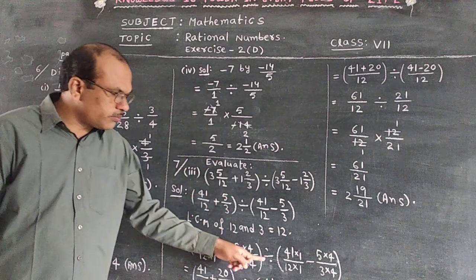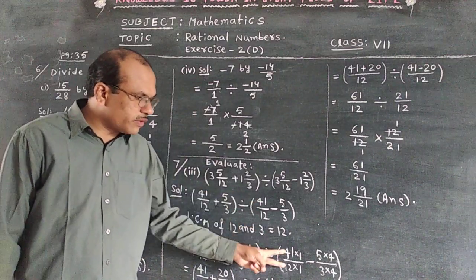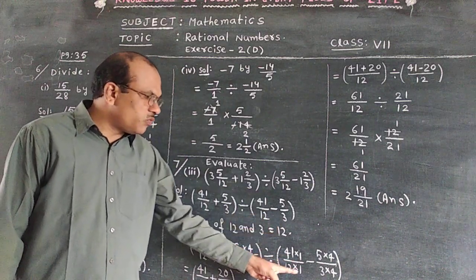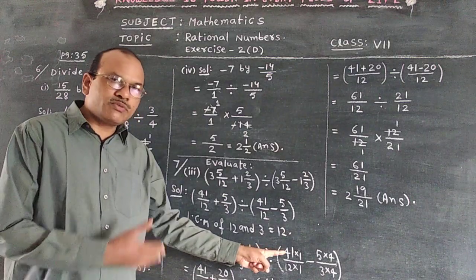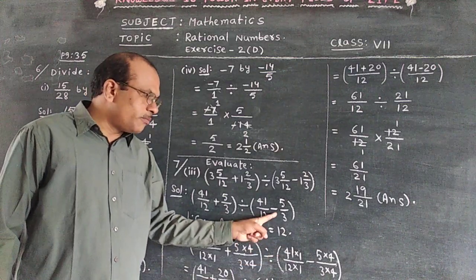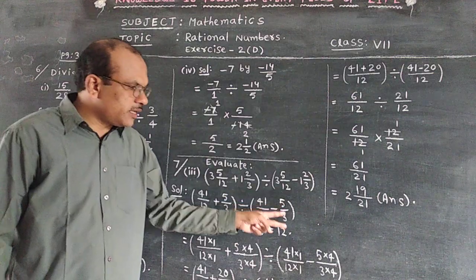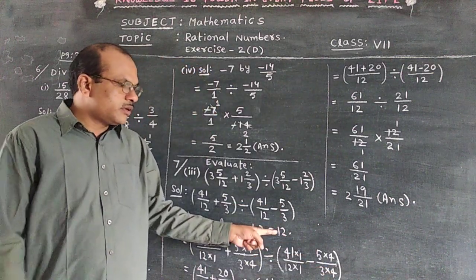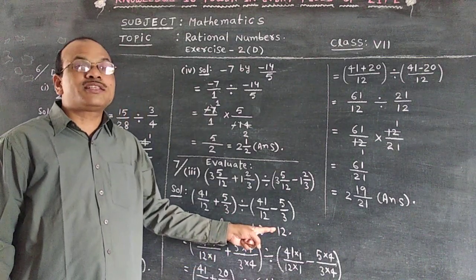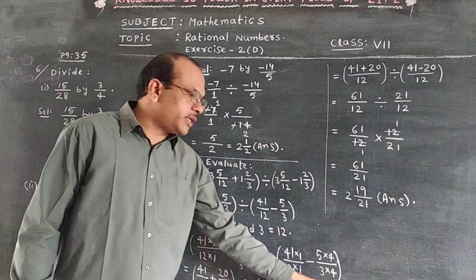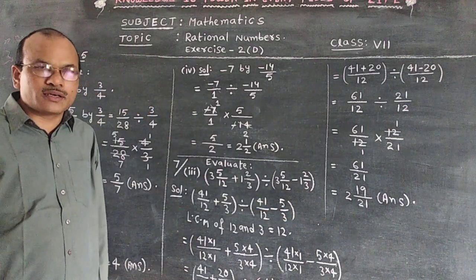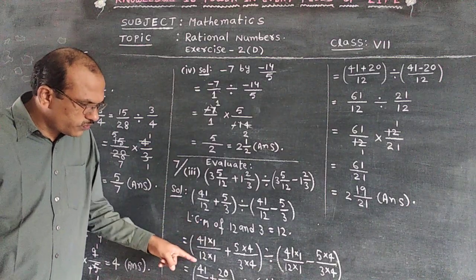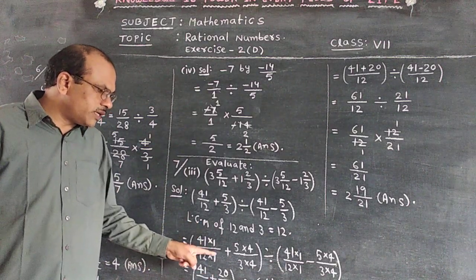Then the divided by symbol. Again 41 by 12 is written. 12 into 1 gives you our LCM. The same 1 is written in the numerator as we have done in the previous bracket. Minus symbol. 5 by 3 as it is taken. 3 into 4 is written, because that 3 into 4 only gives you our LCM. When 4 is written in the denominator, the same 4 I have to write in the numerator. We know that procedure.